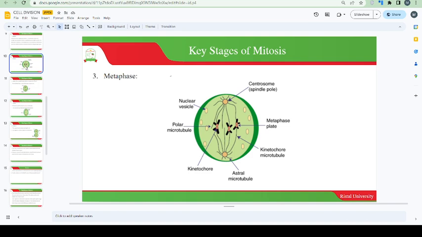As you can see in the diagram, in the middle is the metaphase plate. We have the kinetochore microtubule. We have the centrosome and the spindle pole. We have the nonkinetochore polar microtubule and aster microtubule.